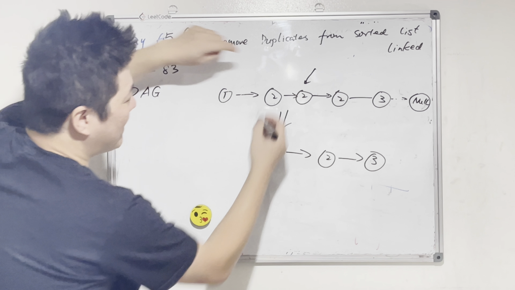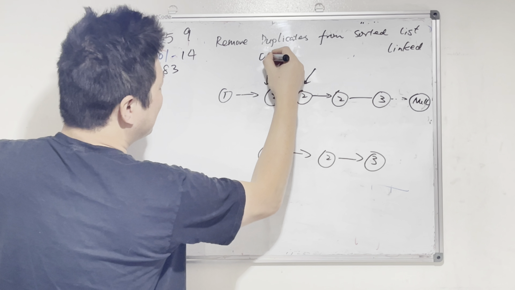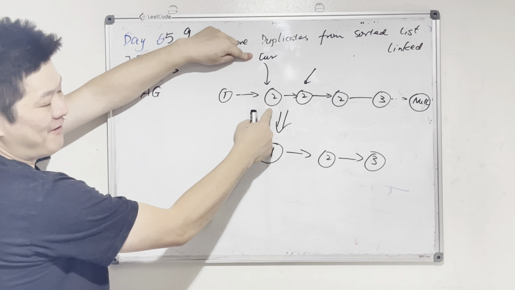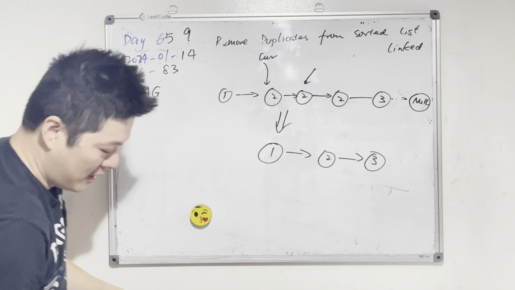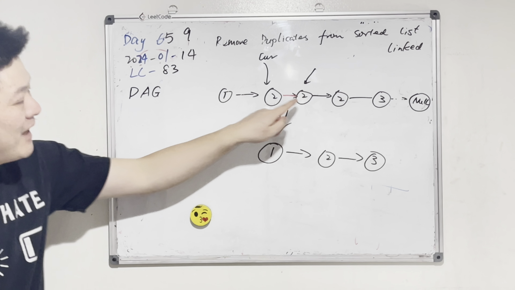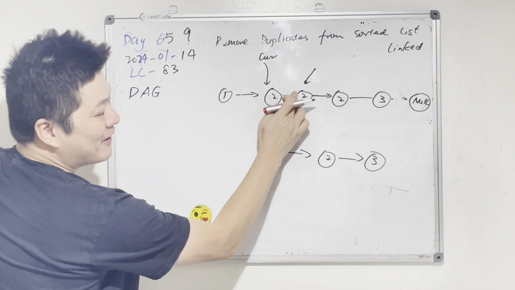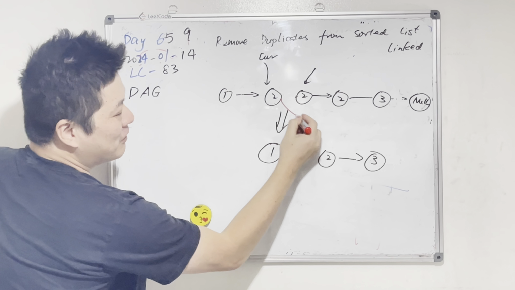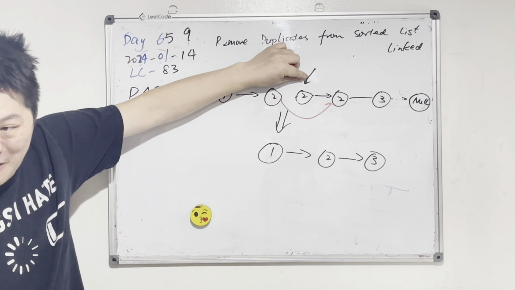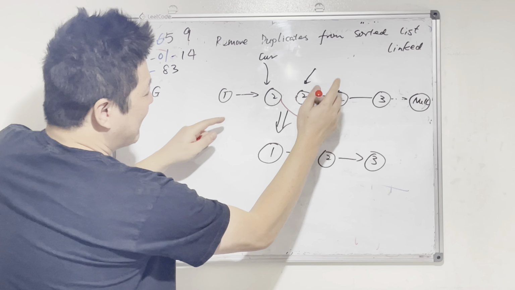Now we are here. This is our current. We found out the next element is the same as the current element. So what do we do to remove it? This is the next, so we delete it. We just have to redirect this pointer to point to the next one, and then we can remove this node. Okay, and then the same, we get rid of this.